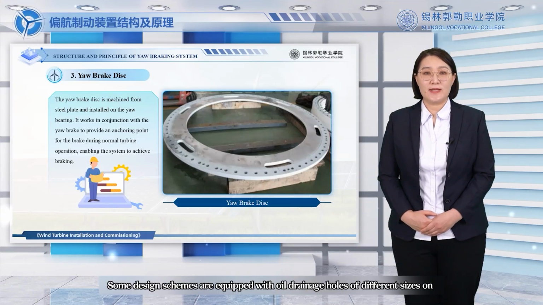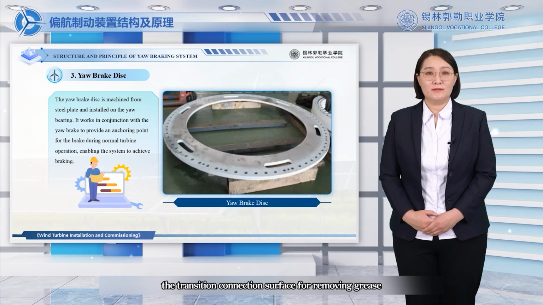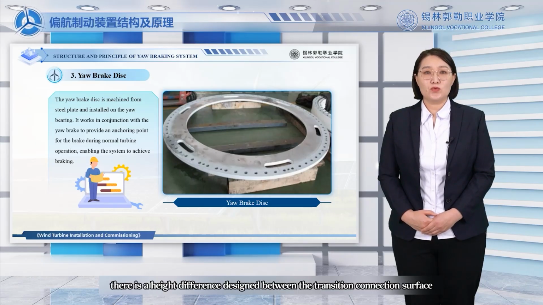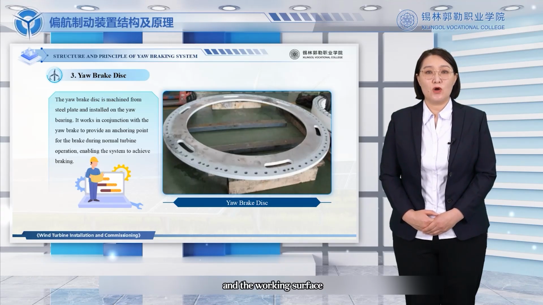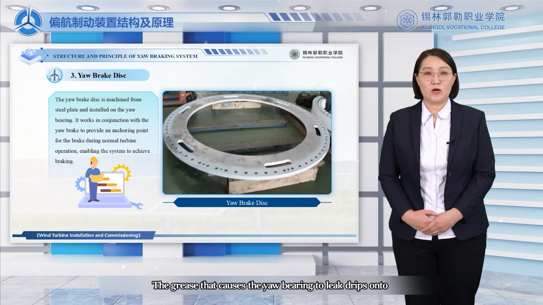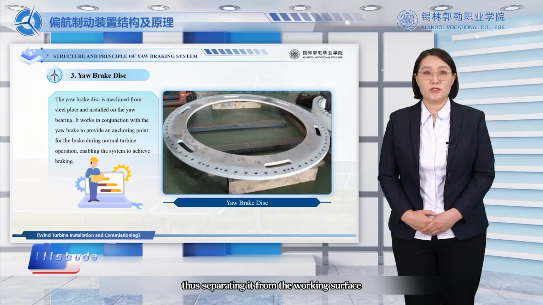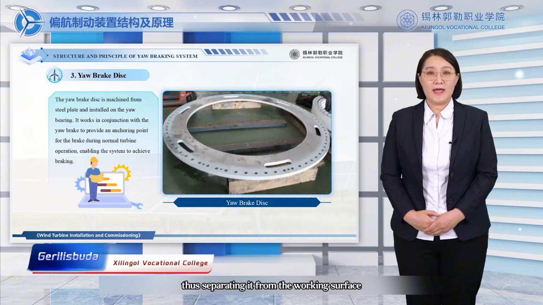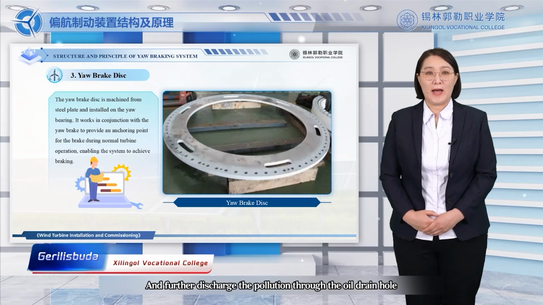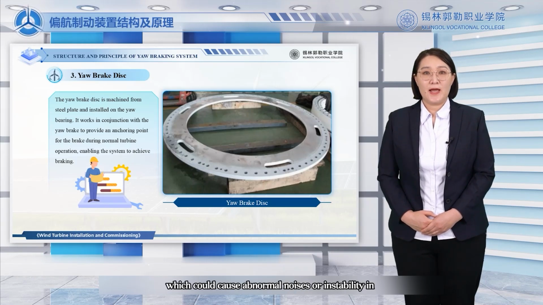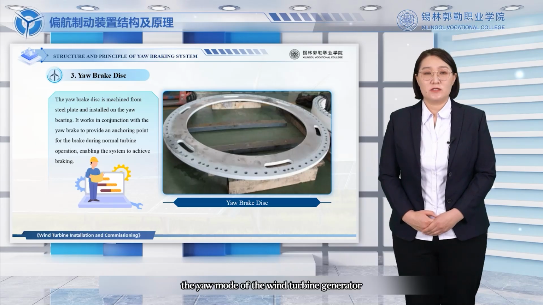Some design schemes are equipped with oil drainage holes of different sizes on the transition connection surface for removing grease. Generally speaking, there is a height difference designed between the transition connection surface and the working surface. The grease that leaks from the yaw bearing drips onto the transition connection surface, thus separating it from the working surface. The pollution is further discharged through the oil drain hole to prevent the working surface from being contaminated by grease, which could cause abnormal noises or instability in the yaw mode of the wind turbine generator.